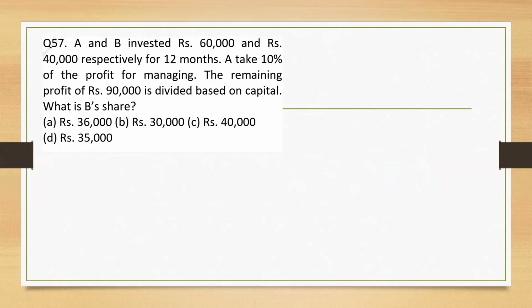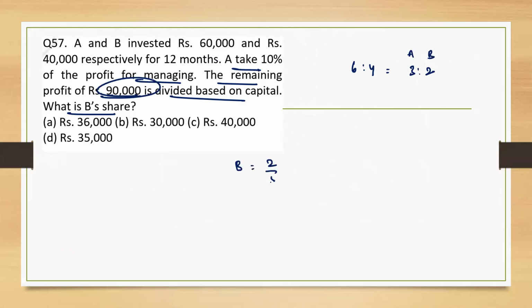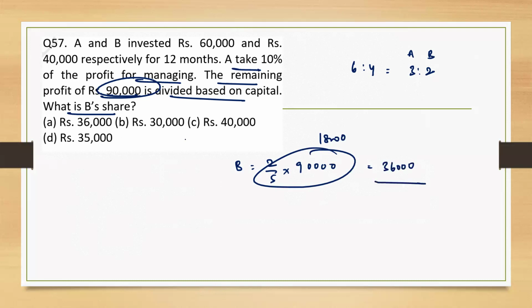A and B invested 60,000 and 40,000 respectively for 12 months. A takes 10% of the profit for managing the business and the remaining 90,000 is divided based on the capital. What is B's share? So you're putting it like 3 and 4, no, 6 is to 4, which means 3 is to 2. This is A and B. Remaining 90,000 he said. So B's share is going to be 2 parts out of 5 parts of 90,000. 90,000 by 5 is 18,000. 18,000 into 2 is 36,000. So 36,000 is your answer there.